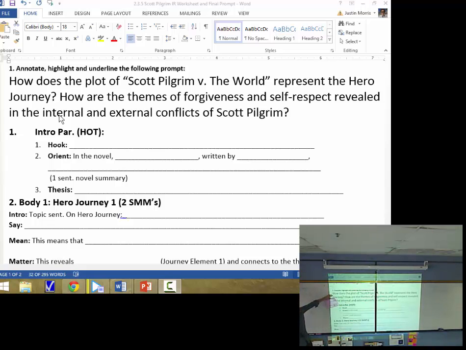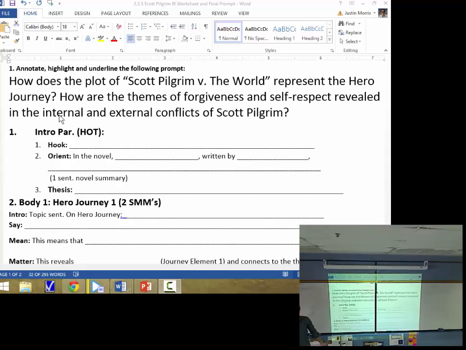How does the plot of Scott Pilgrim versus the World represent the hero journey? What are some words that you should underline from that sentence, that question? Plot. So you're looking at details from the story. Easy enough, right? That's what plot means. If you don't know what it means, define it, right? So underline plot. What else from that first question? Represent. So the word represent is like, it symbolizes, or it's sort of these things that we can overlay the hero journey on top of these details. So that's just a fancy way of saying connect. But you're going to be finding how some details connect to the what?